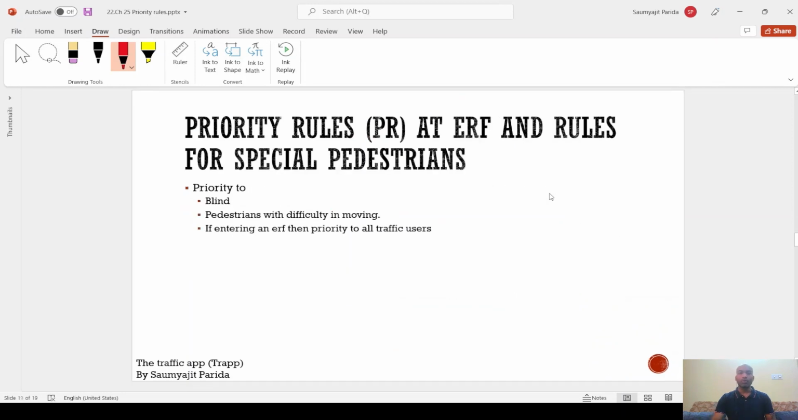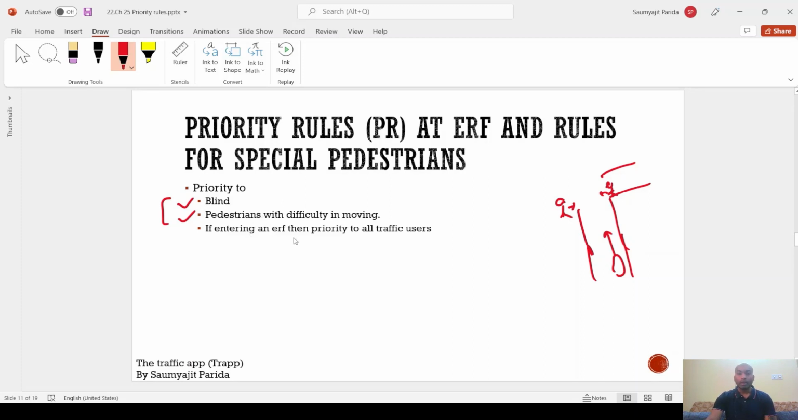Okay, moving forward, coming to ERF and rules for special pedestrians. Priority is always given to blind people and those who have difficulty in moving. For this, we have to stop. If this is the road and suddenly a disabled person is entering, then when I am going here, either from left or from the right, I have to stop and give priority to them.